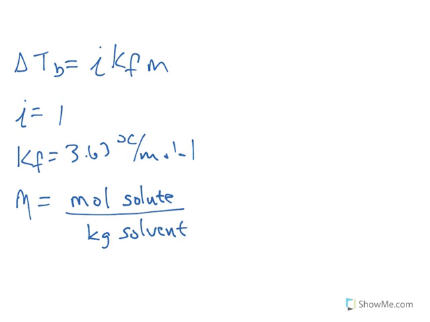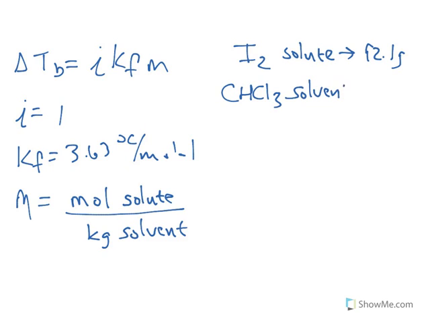All right. So what information were we given? Well, I2 is our solute, and we had 92.1 grams of it. Chloroform was our solvent, and we were given 800 grams. We can go ahead and convert that to 0.8 kg. Just divide it by 1,000, and I get 0.8 kg. So I'm good on my kilogram of solvent.